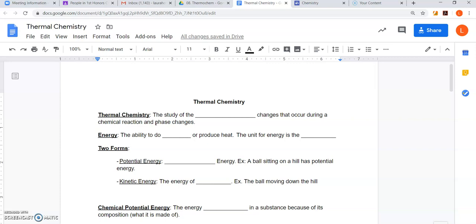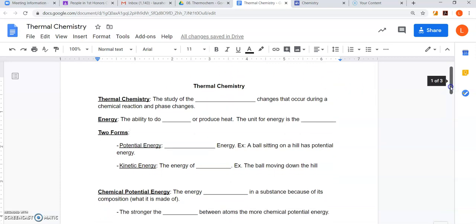Energy is technically just your ability to do work or produce heat. Your unit for energy is going to be a joule, and the abbreviation for that is a J. So anytime you are asked to calculate energy, your unit at the end of your numerical answer should be a J, which represents joules.